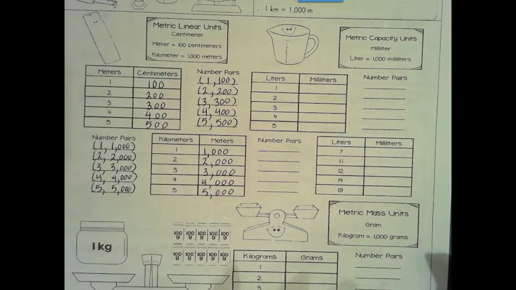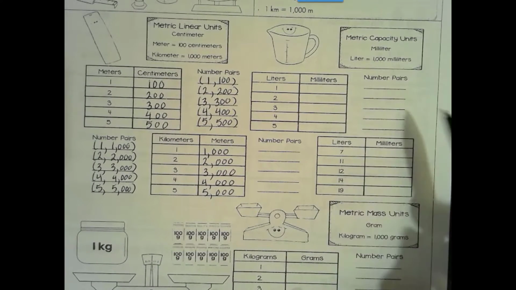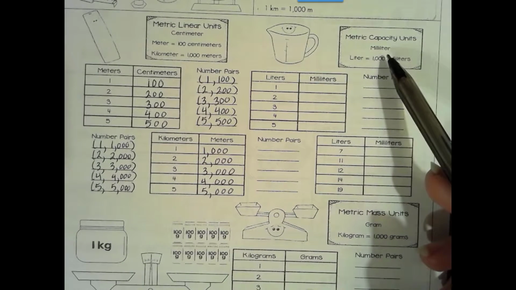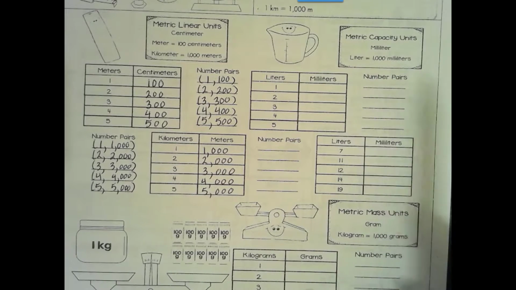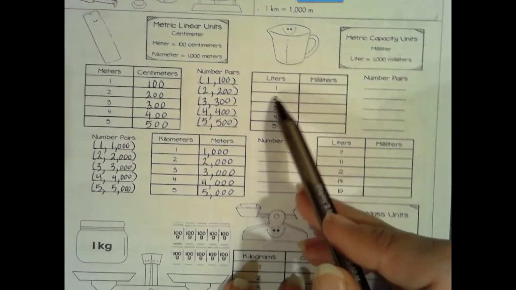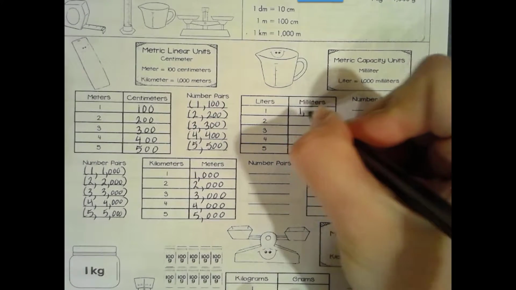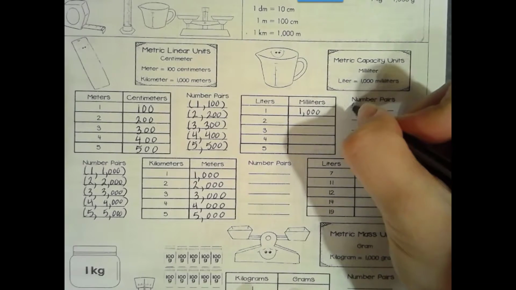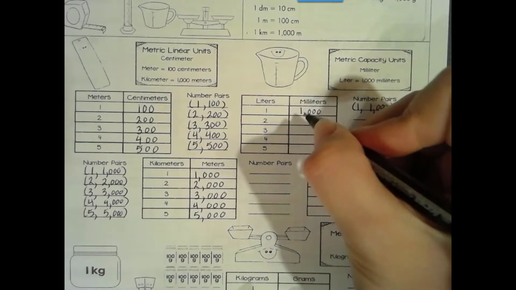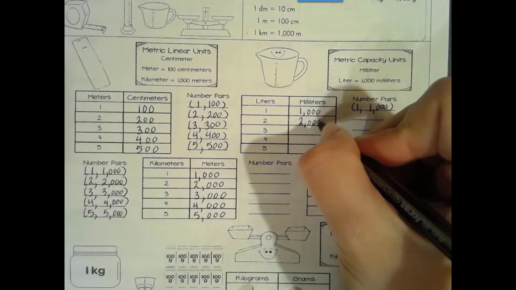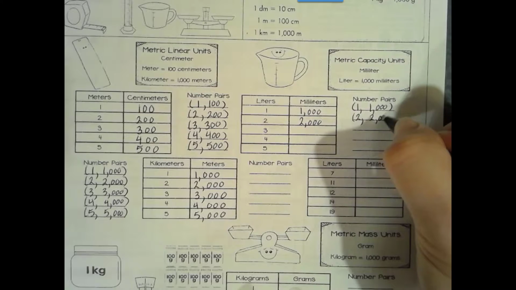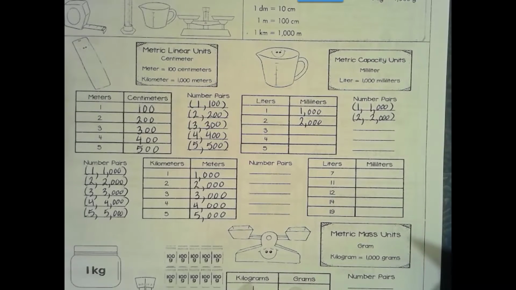Okay, next we're using our scale here to look at our capacity. So that has to do with usually liquid measure. So liters is what we're talking about, milliliters and liters. 1 liter is equal to 1,000 milliliters. So if I have 1 liter, I have 1,000 milliliters. For every 1 liter, there's 1,000 milliliters. 2 liters would be 2 sets of 1,000 or 2,000 milliliters. So for every 2 liters, there's 2,000 milliliters.